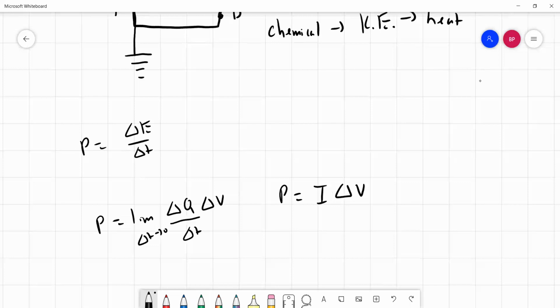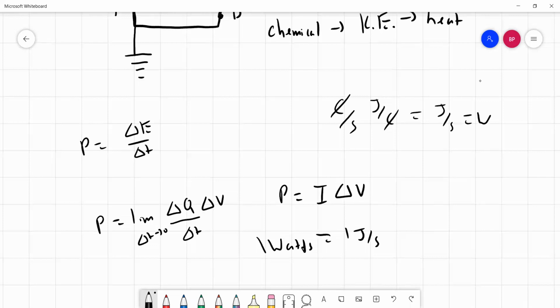Now remember that power is measured in watts, and 1 watt is the same as 1 joule per second. So let's see if the units actually add up here. Well, current is measured in amps, which remember is a coulomb per second, and voltage is measured in volts, which is a joule per coulomb. So when we multiply these units together, the coulombs cancel out and we get joules per second, which is the same thing as watts, okay? So this really is the power in our circuit here.